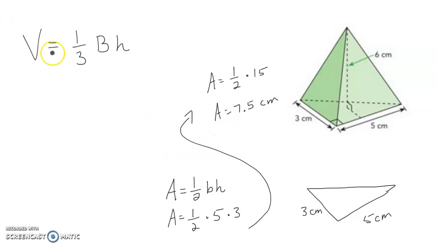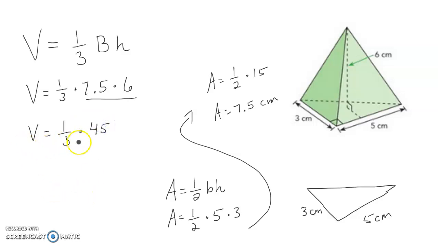Now I know my area. Let's fill it into the formula. Volume equals 1/3 times 7.5 times the height, which is 6. Again, I like to do these numbers first. 7.5 times 6 is 45. So I'm left with 1/3 times 45, which is the same thing as 45 divided by 3, which is 15. So the volume of this will be 15 centimeters cubed. Okay?